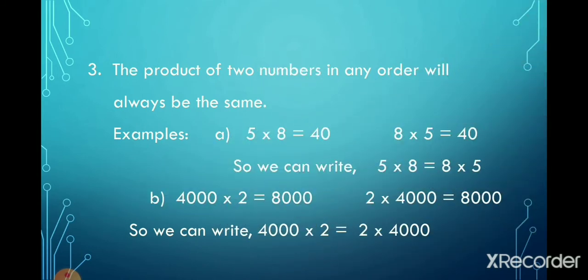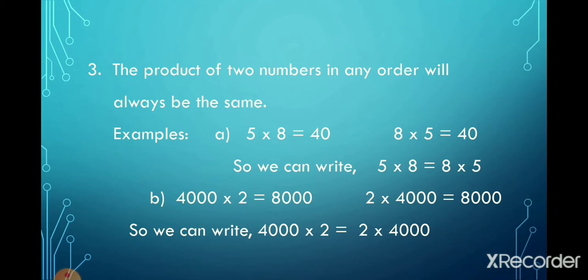Third one, the product of two numbers in any order will always be the same. That means when you multiply two numbers in any order, the answer you get will always be the same. First example, let us see with single digit numbers. 5 into 8 is equal to 40, means 5 8s are 40. Or if you multiply 8 with 5, that is also equal to 40. So we can write it as 5 into 8 is equal to 8 into 5.